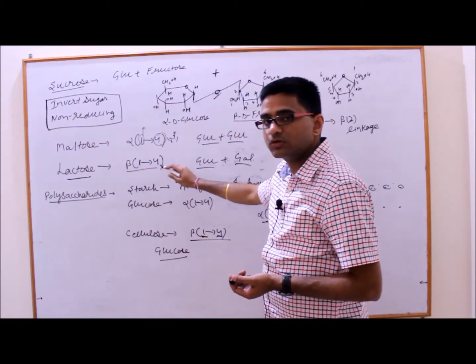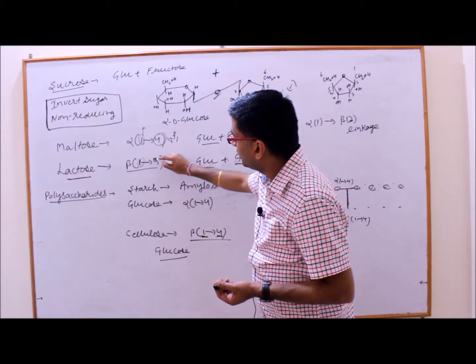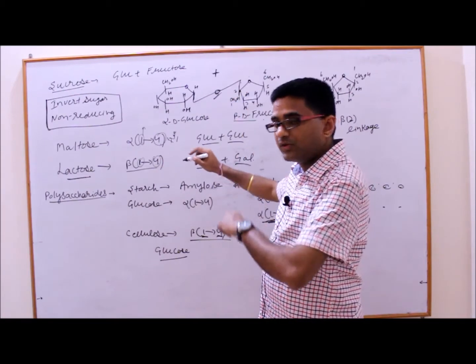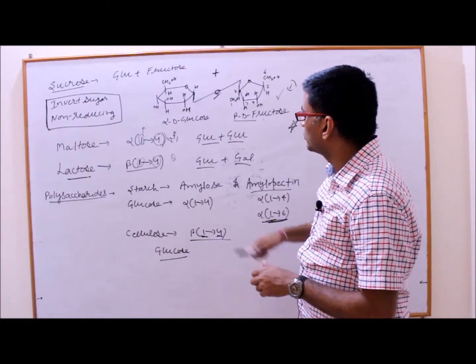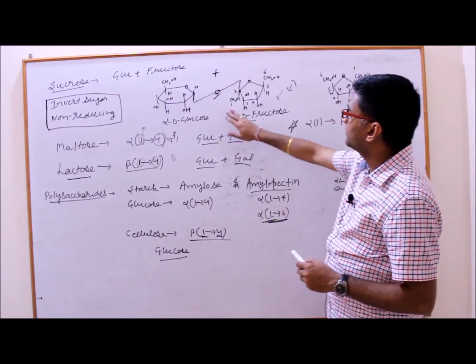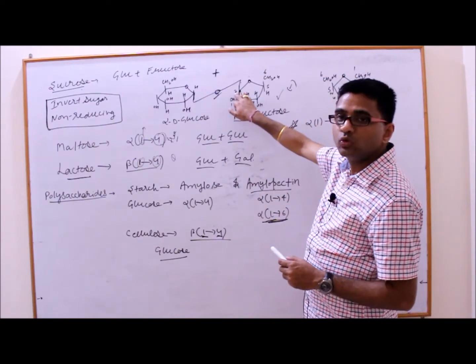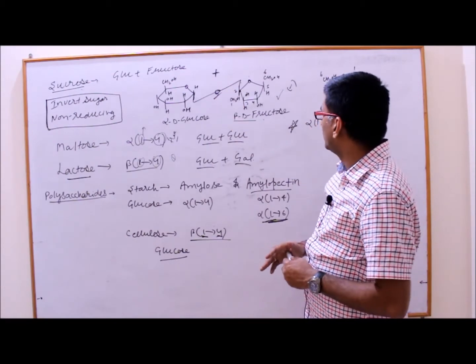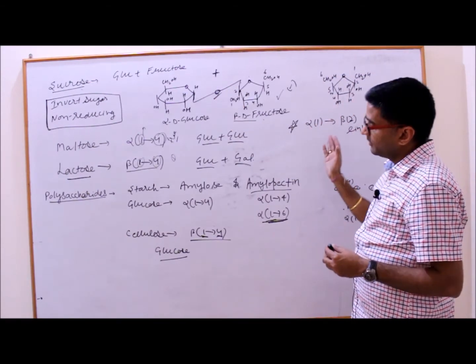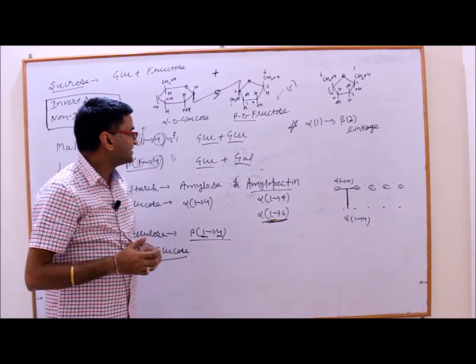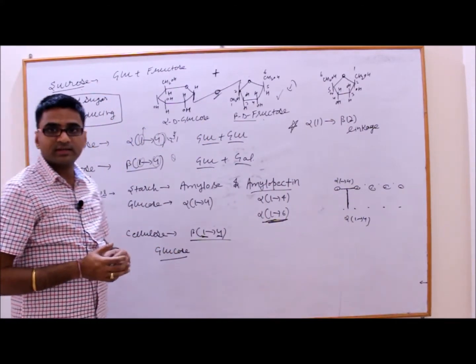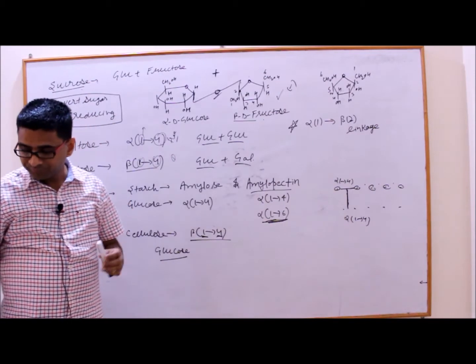Similarly, in case of lactose, 1 to 4 first carbon, fourth carbon, but that first carbon of another sugar is free. So that's why they are called reducing sugars. But in case of sucrose, both 1 and 2 carbons are involved, so it is a non-reducing sugar. So there are some important questions: what type of linkage, what type of molecules exist between various disaccharides or polysaccharides, and questions can be asked.